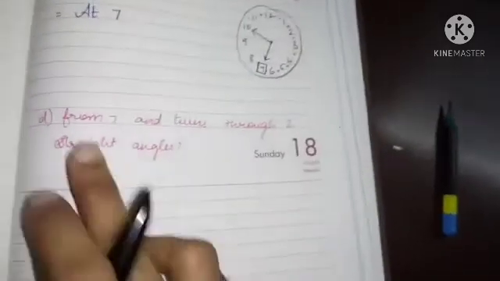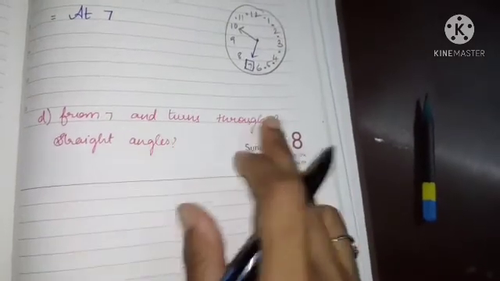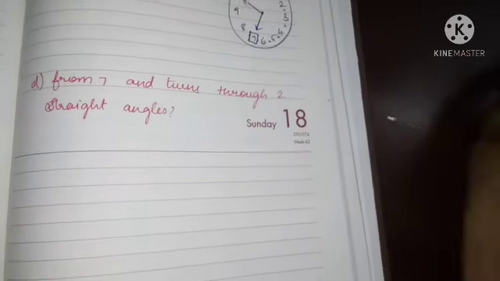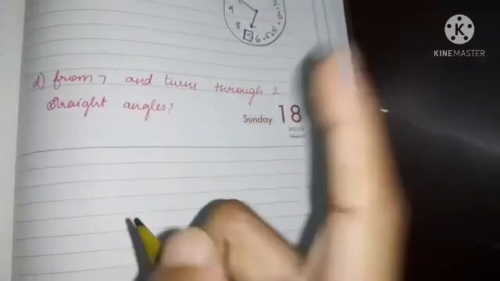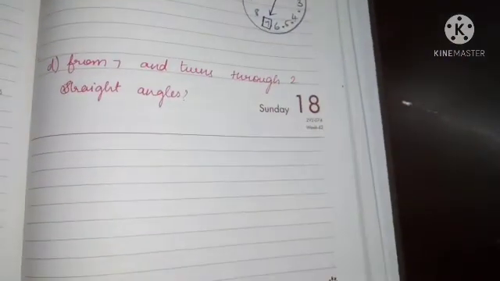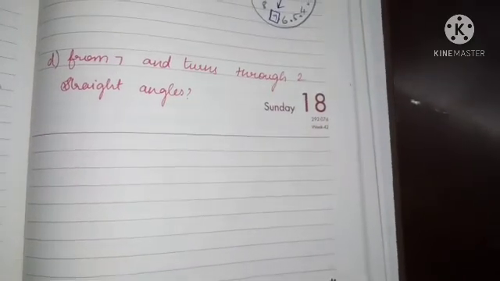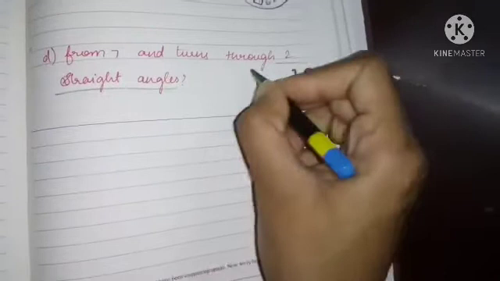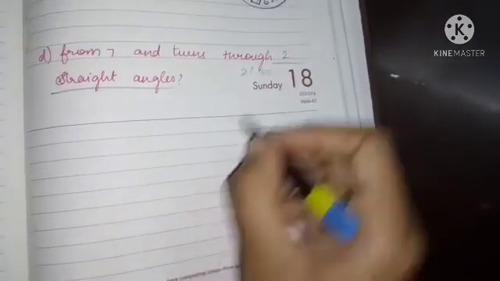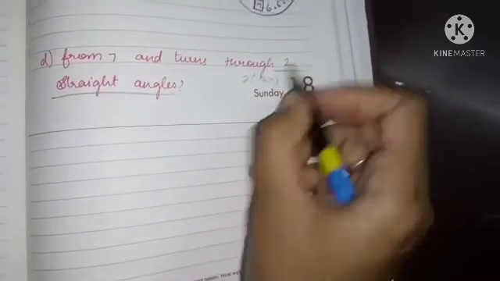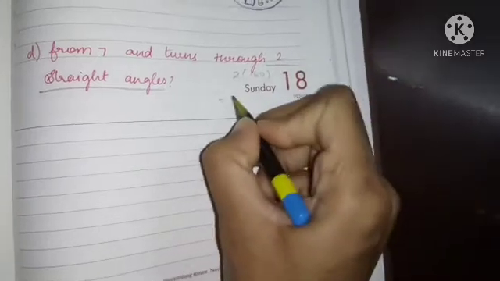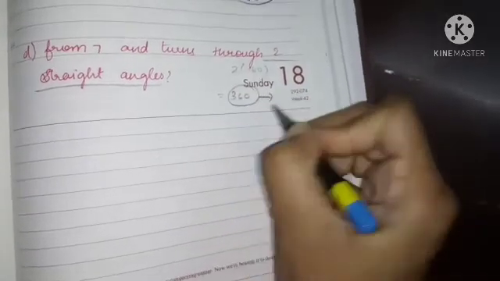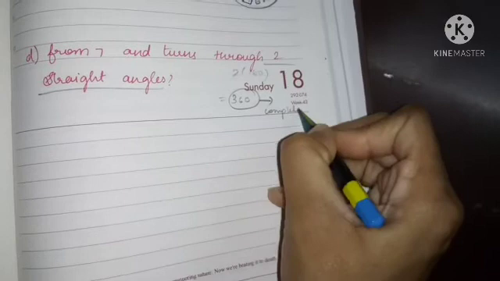Next, from 7 turn 2 straight angles. See children, 2 straight angles, not right angles. Check the question properly. It is 2 straight angles. Straight angle means what? 180 degrees. 2 straight angles is 2 into 180 degrees. So you will get 360 degrees. 360 degrees is nothing but a complete angle.